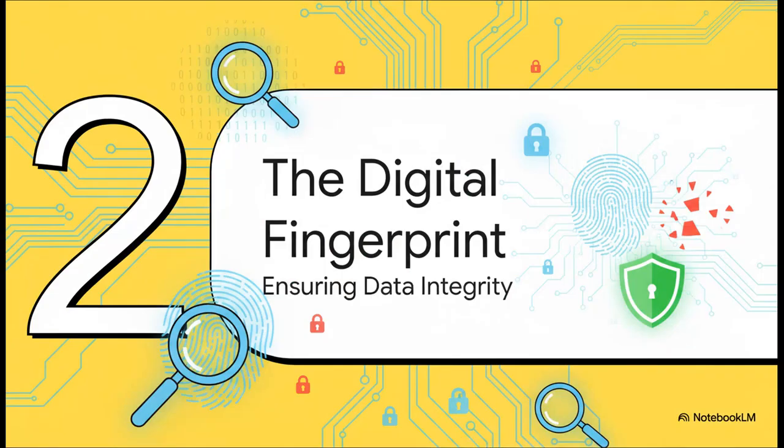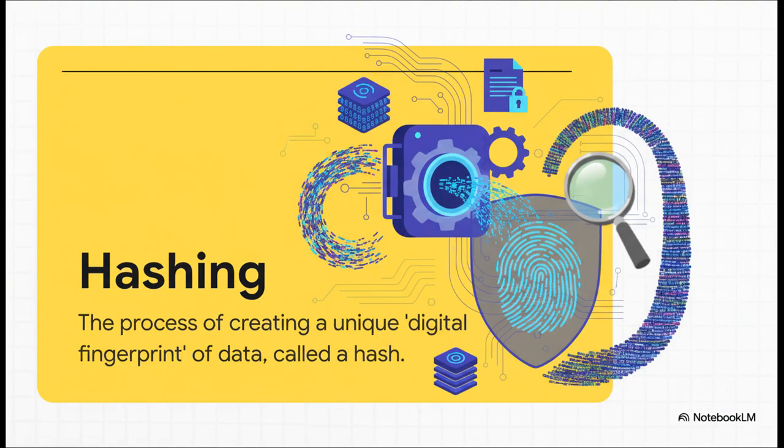We're going to kick off our deep dive with integrity. You can think of this as the digital forensics part of the job. It's how we prove beyond a shadow of a doubt that our digital evidence, our data, hasn't been tampered with. And the number one tool we use for this is called hashing. So what is it? Hashing is a process that takes any piece of data, a document, a message, you name it, and it runs it through a special algorithm to create a unique code. We call that code a hash, but honestly, the best way to think of it is as a digital fingerprint. It's one of a kind for that specific file.